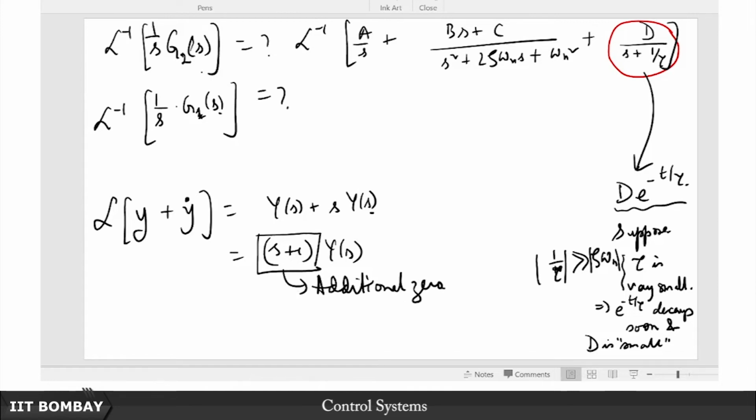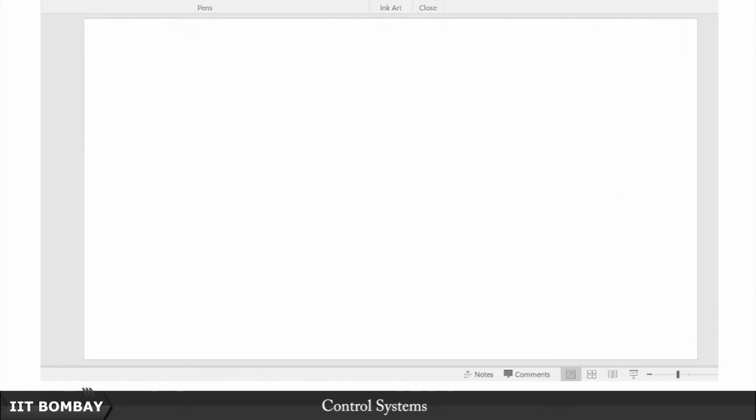The way to view the effect of an additional 0 is to consider that you have the normal response of the system, the second order response, and to it you add the derivative of that same response and see the effect overall. That should tell you in what way the 0 affects the step response of the system, how it changes with the addition of this extra 0. Okay, so let us take a look at this.